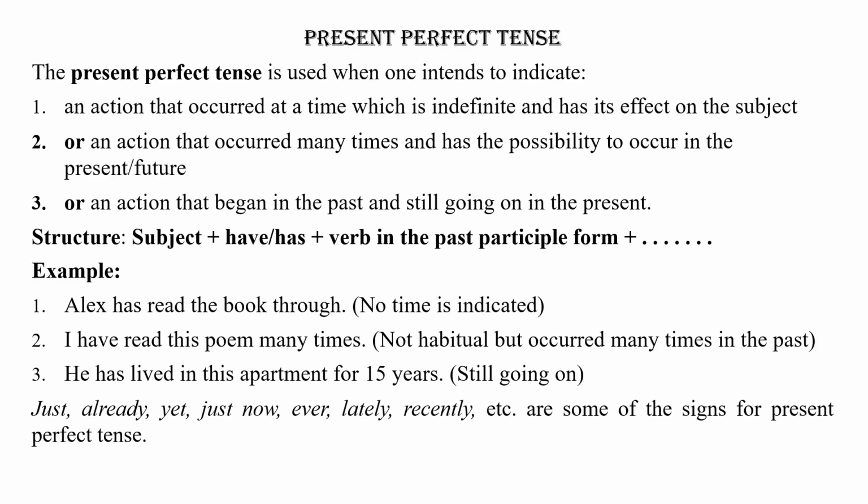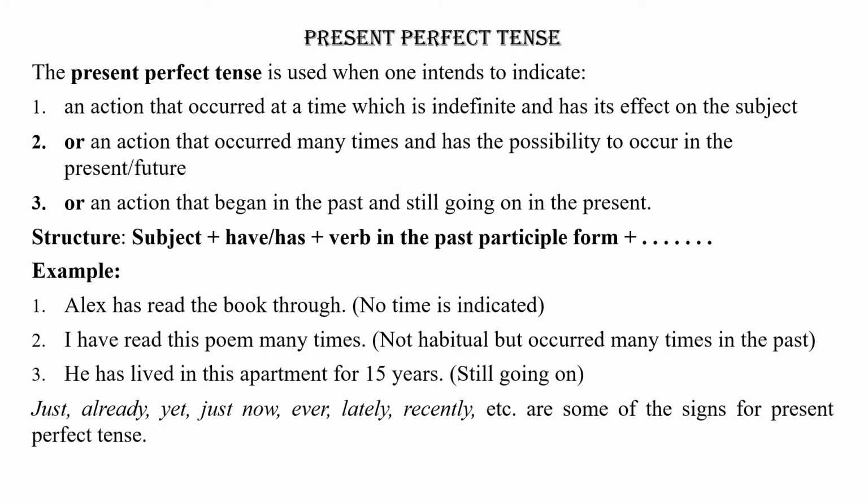Present perfect tense. The present perfect tense is used when one intends to indicate an action that occurred at a time which is indefinite and has its effect on the subject, or an action that occurred many times and has the possibility to occur in the present or future, or an action that began in the past and is still going on in the present.